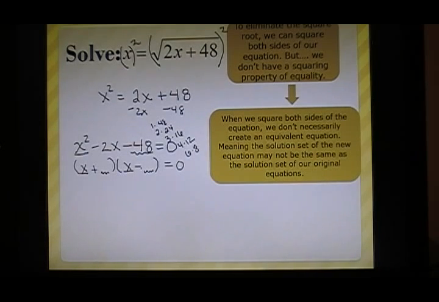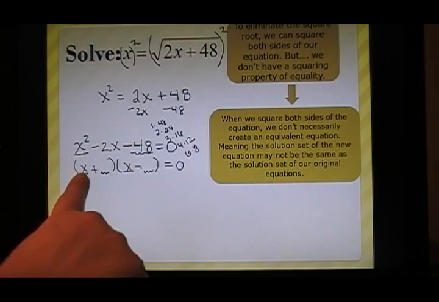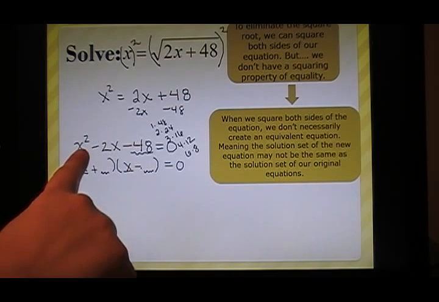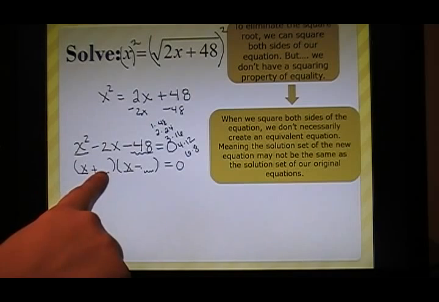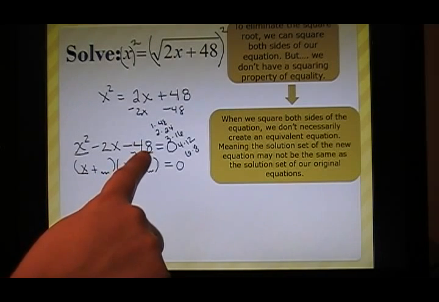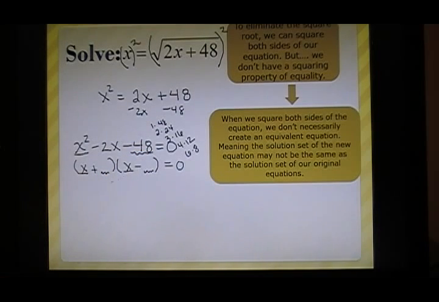Okay? And for this all to work out, this times this has to be the x squared. This times this has to be the negative 48. And when I do my inner plus outer, that has to equal the middle term, which is negative 2x. So let's say we try an 8 here and a 6 here. I know that I'm going to get my negative 48 when I multiply.